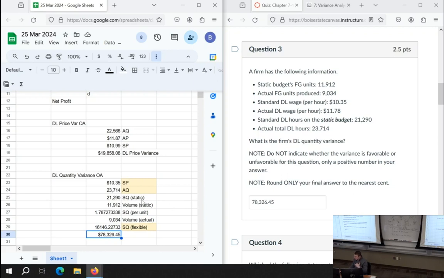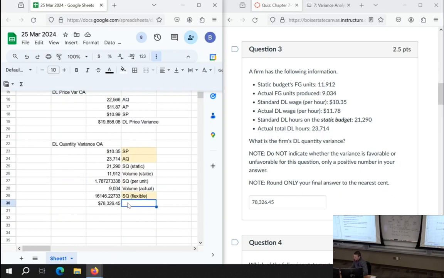And we didn't fall for the trap. We didn't use volume. We didn't use the standard quantity at the static budget, so we aren't mixing the volume variance in there. So now you can't slippery fish out of this. This is on you. 78,000 variance. What's up? How can we fix it? So that's our direct labor quantity variance.